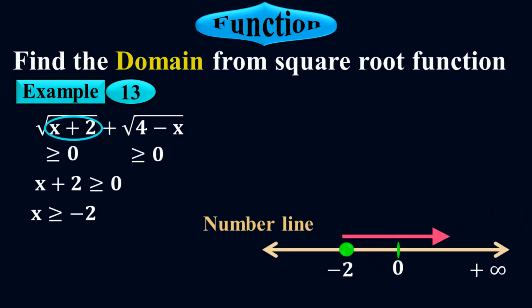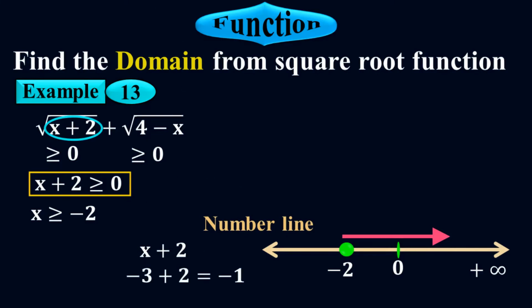Let me do a simple test. Suppose I put something less than negative 2 in this equation, like negative 3. Negative 3 is less than negative 2. So negative 3 plus 2 will be negative 1. I will get a negative number inside the square root, which I don't need at all. It can be 0 or greater than 0, but cannot be a negative number. I can't go below negative 2. I must go above negative 2 up to positive infinity. So here the test has failed.